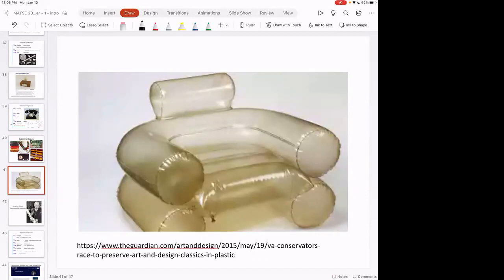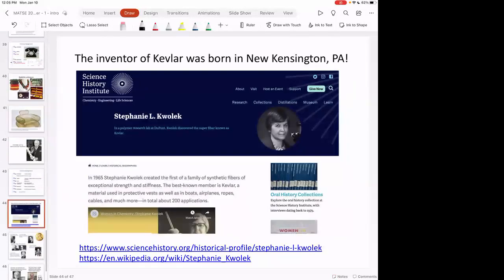And finally, one of the people who invented Kevlar worked for DuPont, is a famous scientist, was born in New Quay. And so Stephanie Kowalik is a really cool person. You can go meet her at American Chemical Society meeting. So polymers are out there, they're important, they're all around, and we're going to learn about them this semester.